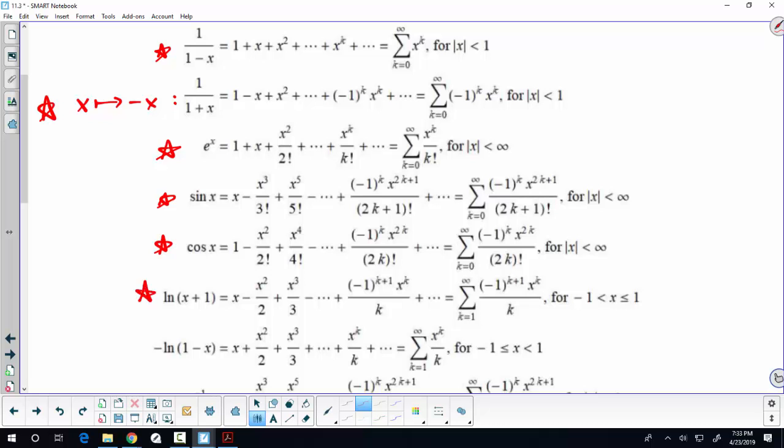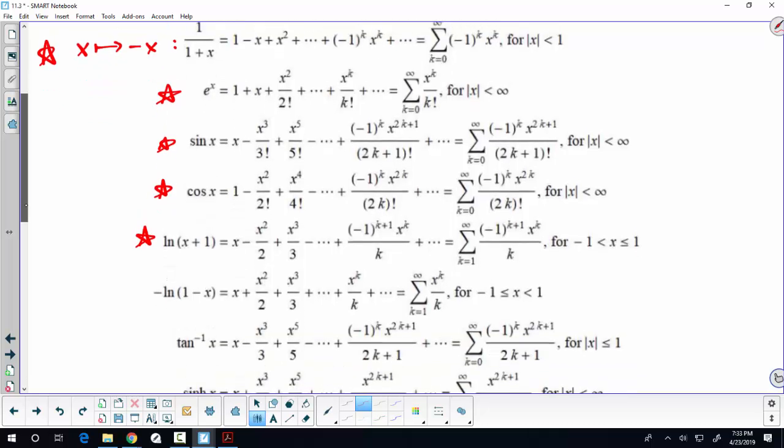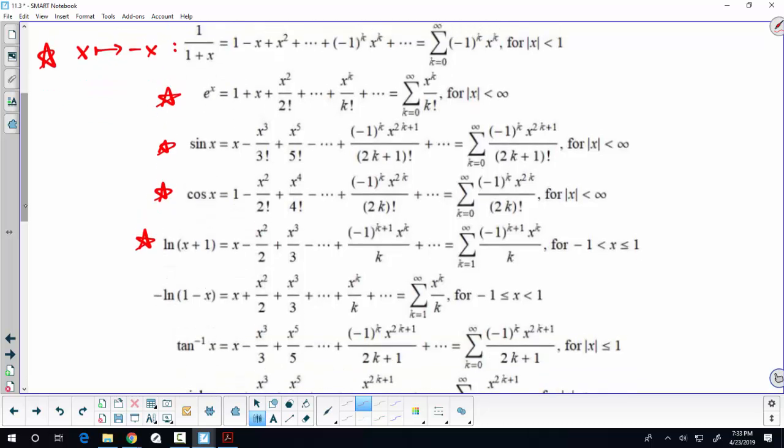We just did this one. Look at inverse tangent. Does that inverse tangent look familiar? Exactly. Inverse tangent is the same as the sine series, except with no factorial on the bottom.